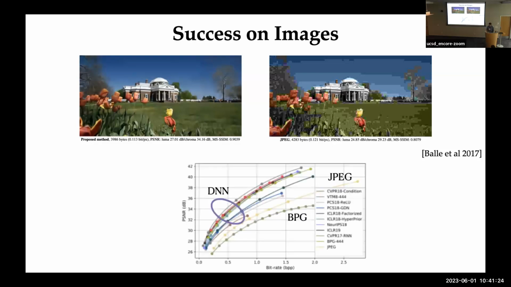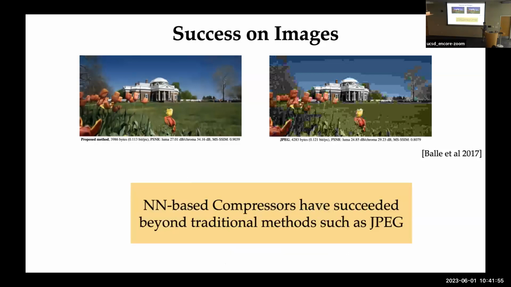So if I want to be more formal here, these plots compare the performance of deep neural net-based compressors compared to traditional compressors such as JPEG or BPG. On the y-axis, we have PSNR, the higher the better. And on the x-axis, we have the rate. And as you see, these neural compressors significantly outperform traditional compressors. And this plot is from 2 years ago. Now we have much more powerful compressors that go even beyond these DNN-based compressors. So long story short, neural net-based compressors have achieved tremendous success, at least on images, compared to the traditional methods.